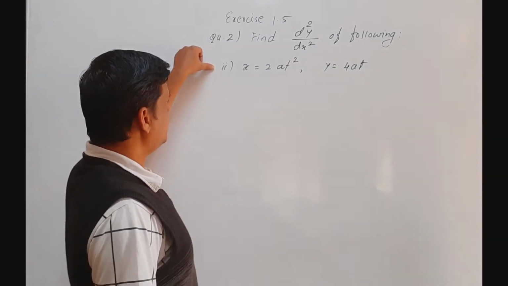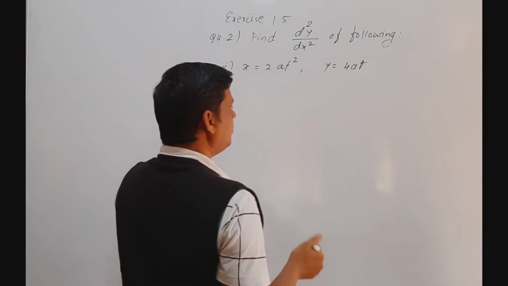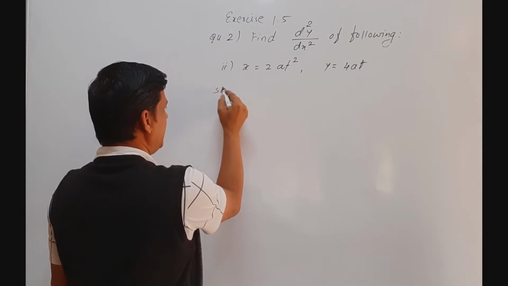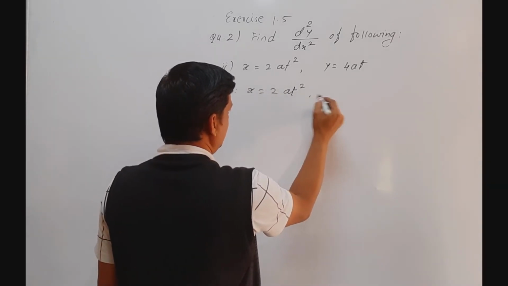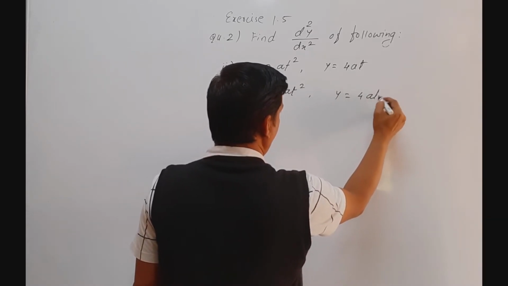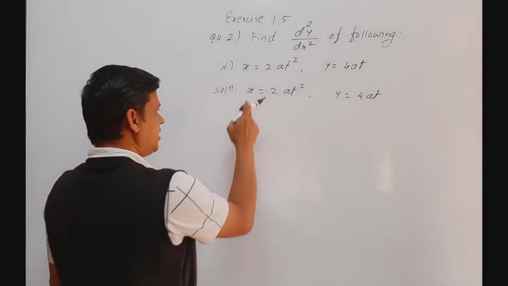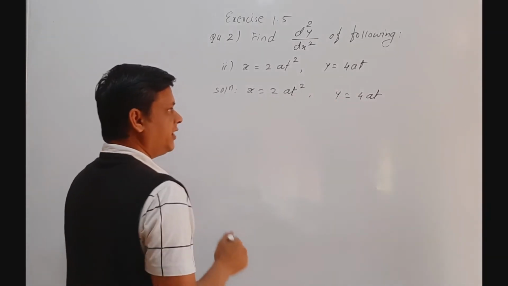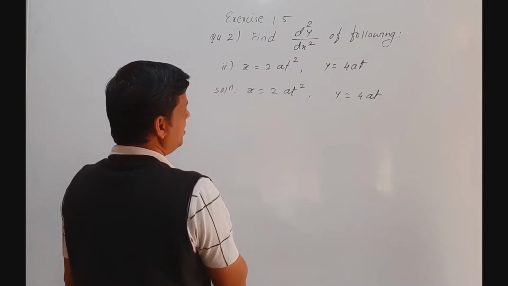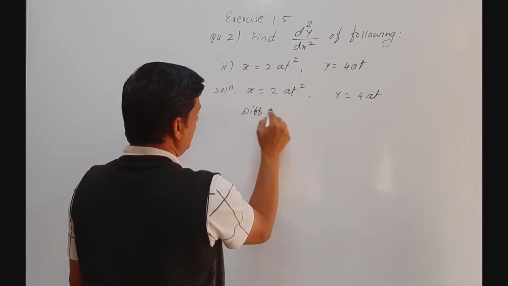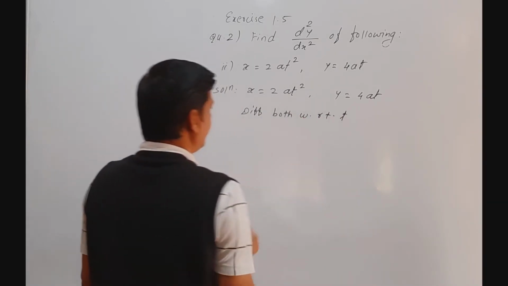Now see second sub question. x equals to 2a t square, y equals to 4a t. So write in solution x is equals to 2a t square, y is equals to 4a t. Here the parameter is t. So first we differentiate both x and y with respect to t.